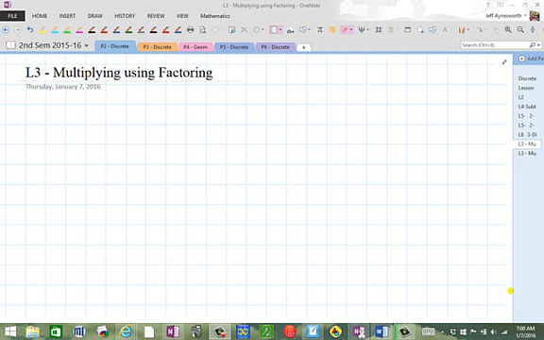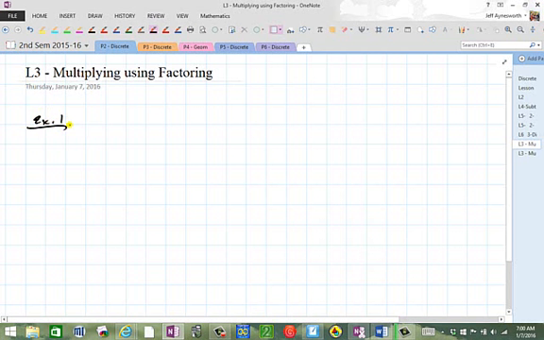We're going to take a look at how to multiply two-digit numbers by using what's called factoring. Okay, so let's get right into it. We're not using traditional methods here. We're getting creative and learning how to do these things in our minds, without the need of any pencil and paper and calculators. So let me get right into it and show you what I'm talking about.